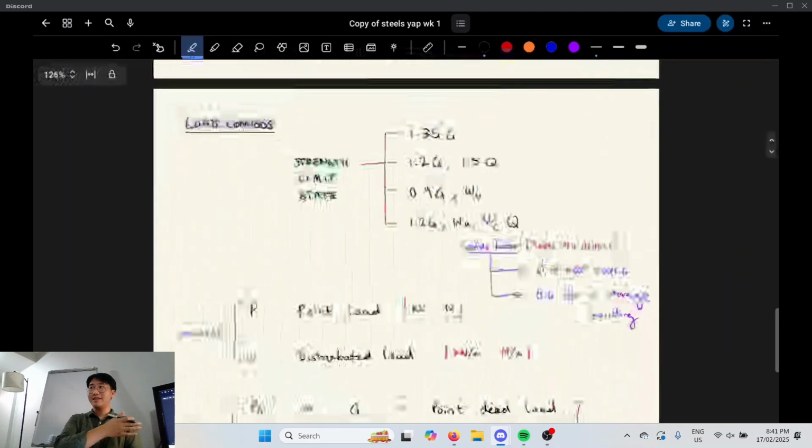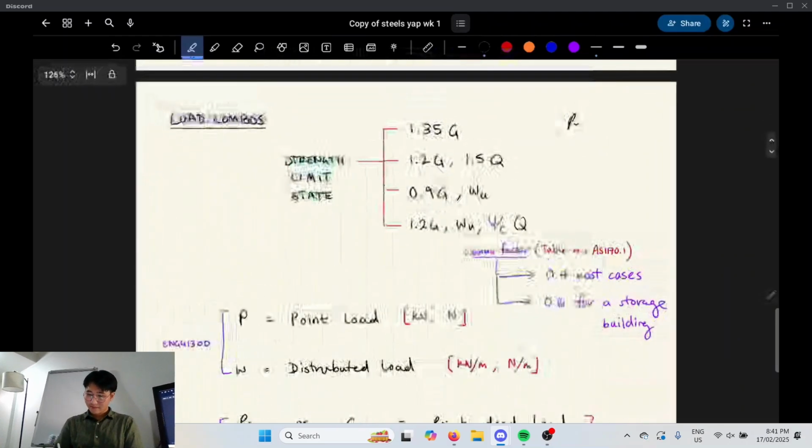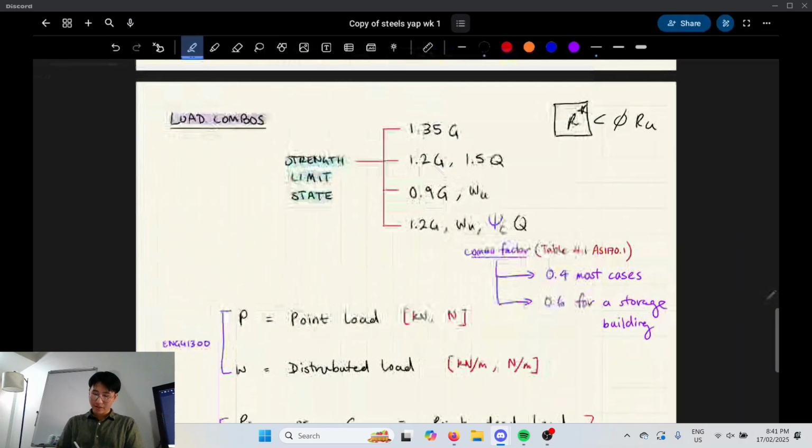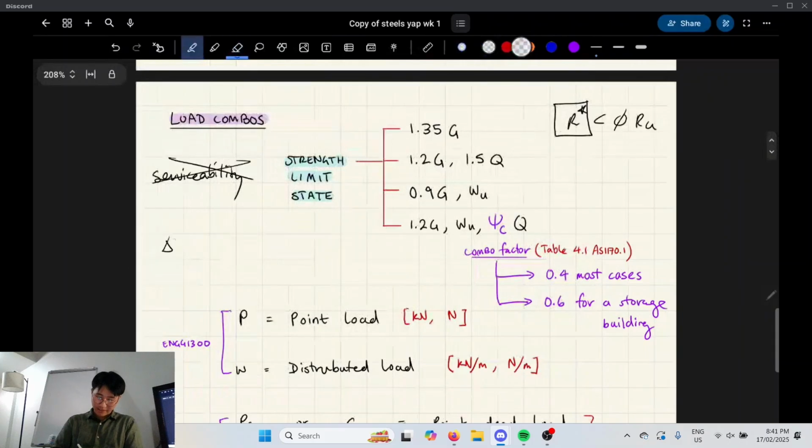But let's talk about the left-hand side again. When I say left-hand side, I'm talking about the left-hand side here. So in steels, we don't talk about anything to do with serviceability in this course, I think. Serviceability is about the deflection of a structure, how much it's going to sag. If there's a ceiling or something, this is the deflection, how much it's going to sag over time, stuff like that. We actually do care about this a lot in real life, but it's just not included in this course. We care more about the strength limit state.